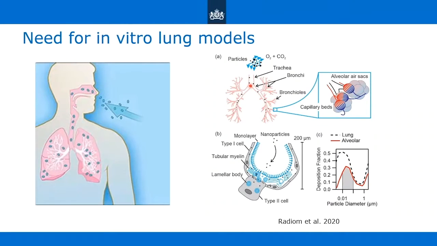From animal studies, we know that upon deposition in the respiratory tract, nanomaterials can induce inflammation. For some nanomaterials that cannot easily be cleared from the lungs, this inflammation can progress into fibrosis or even cancer.